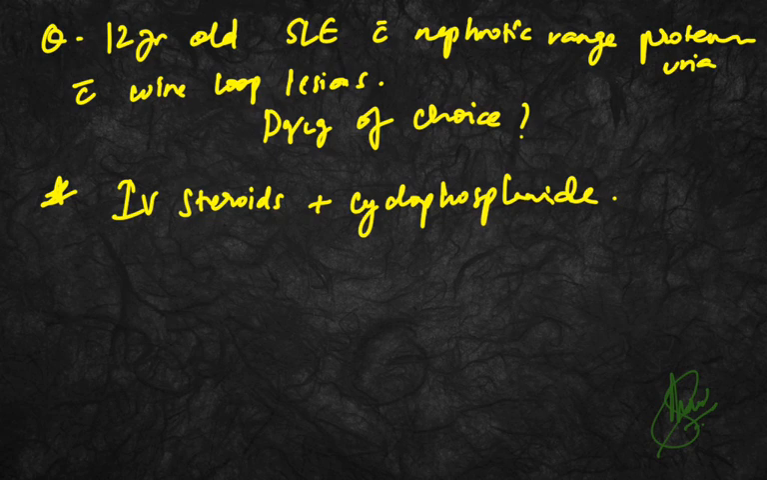A 12-year-old with SLE with nephrotic range proteinuria with wire loop lesions, drug of choice. This will be stage 4. So IV steroids with cyclophosphamide will be the correct answer.